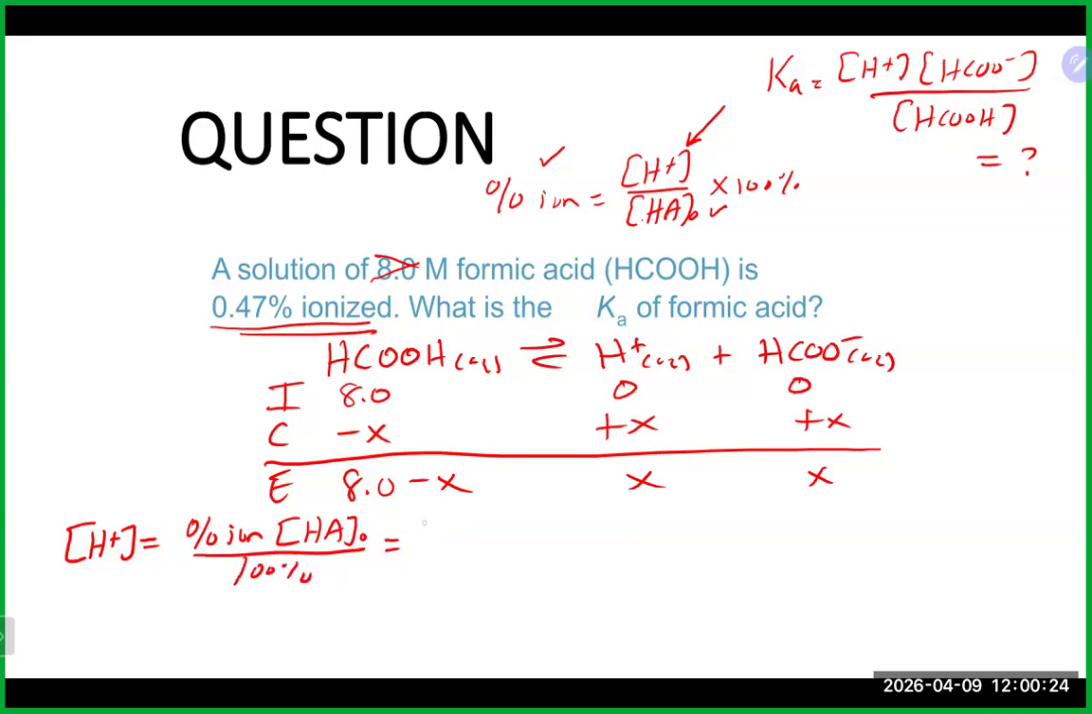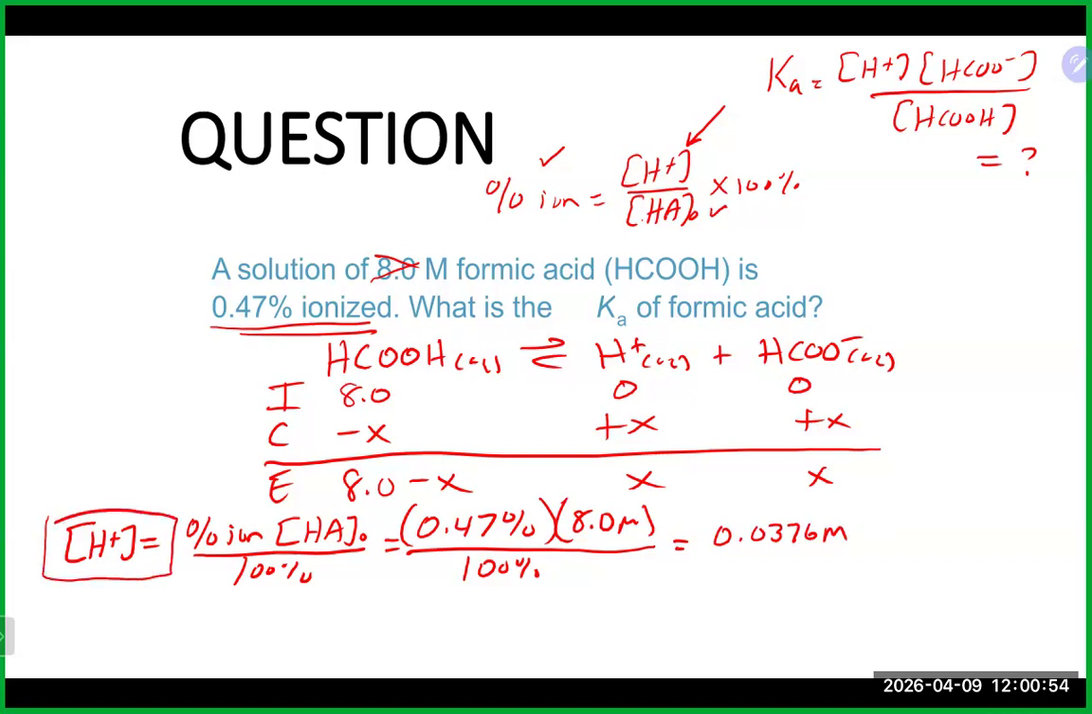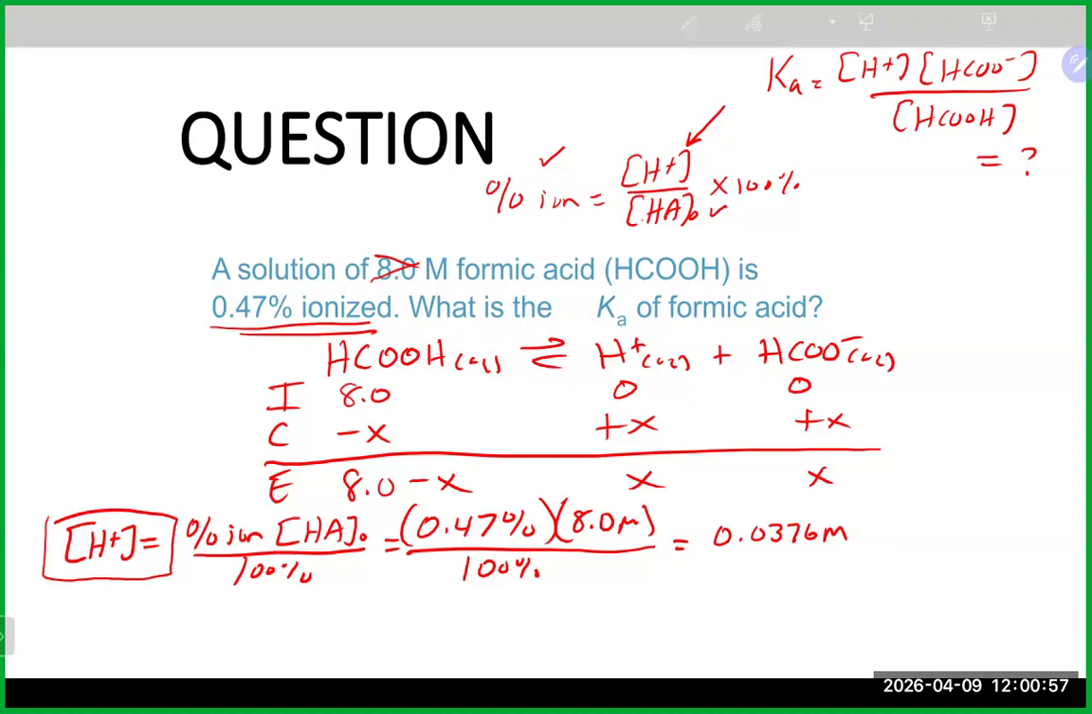And that's going to give us 0.47% times our 8 molar divided by 100%. The percentages cancel out, so we end up with 0.47 times 8 divided by 100, which gets us 0.0376. And that equals the H plus concentration, right? So first off, any questions on that calculation? Why is that going to be helpful to us?